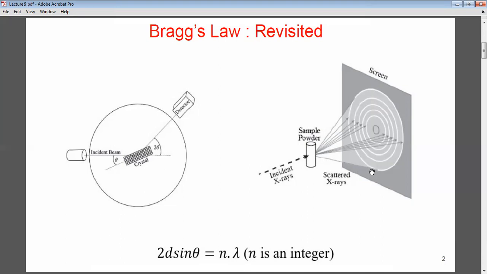The condition for constructive interference is known as Bragg's law, which is 2d sin theta equals n lambda, where n is an integer. One has to rotate the crystal or the counter, that is, change theta, until constructive interference is achieved. We use the term diffraction in solid state physics to mean that constructive interference took place.